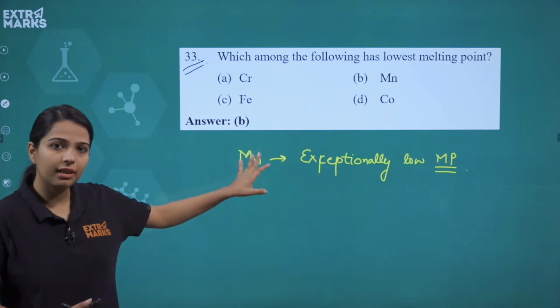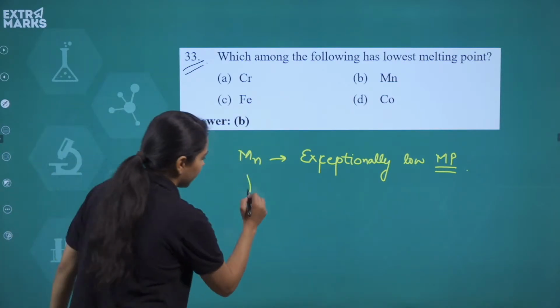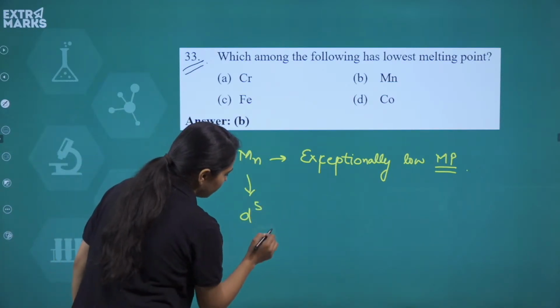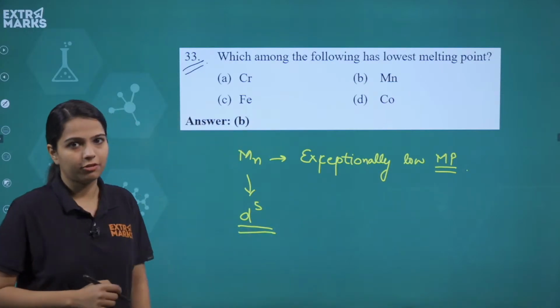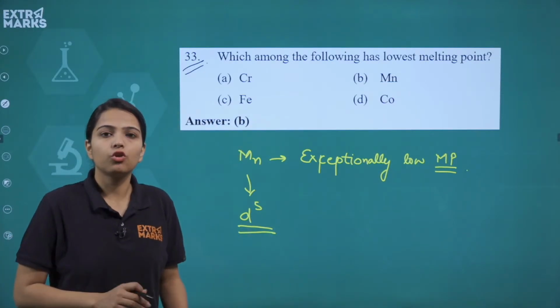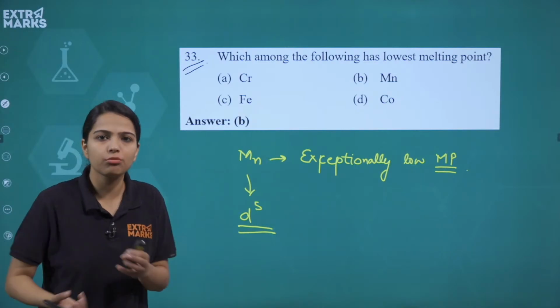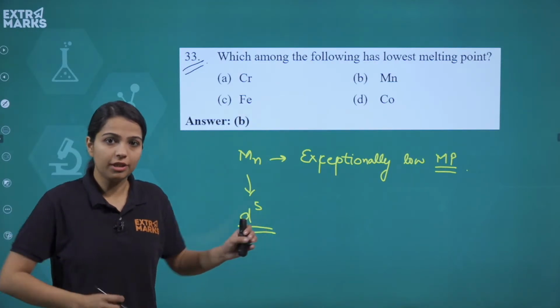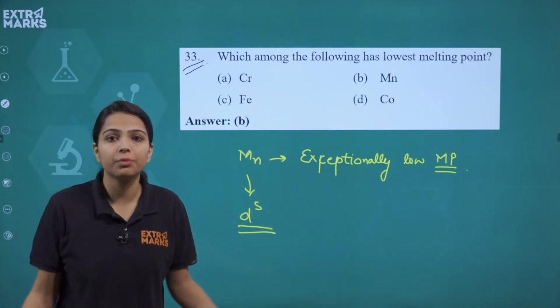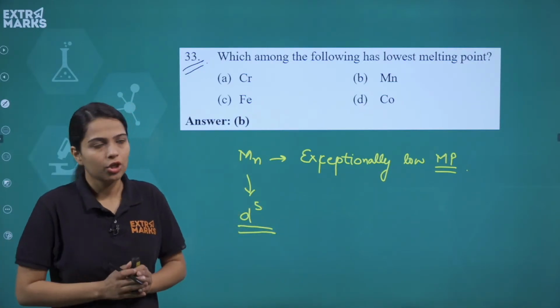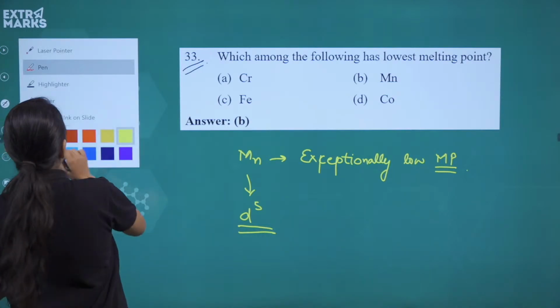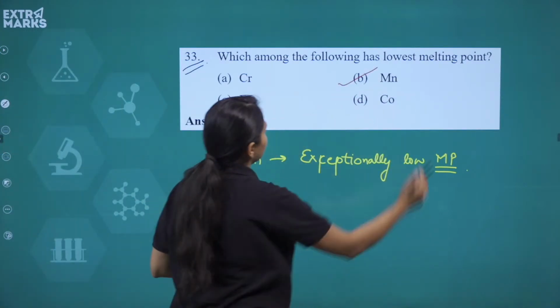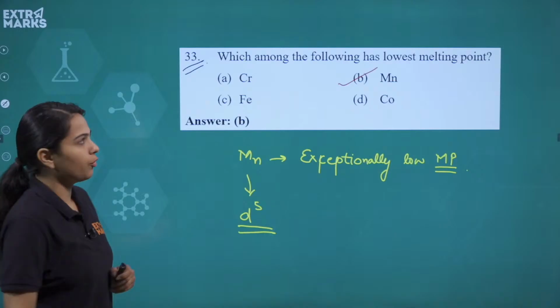Because manganese is actually having stable half-filled electronic configuration. So it is difficult for manganese to form metal-metal bond. It is next to impossible to form a stable metal-metal bond using manganese. So even if it is formed, it will be very easy to break that bond and this will melt down. So answer is manganese over here by default. Option B.